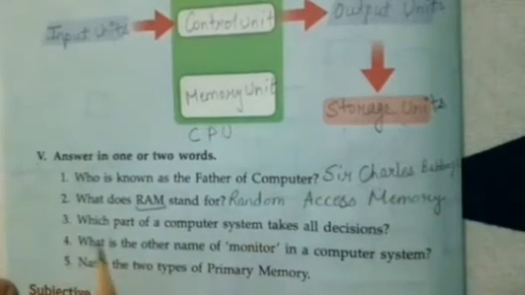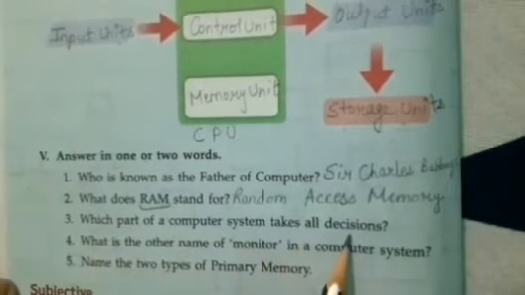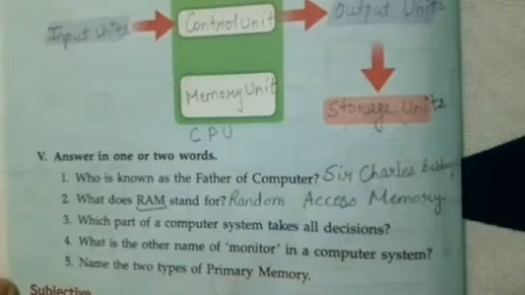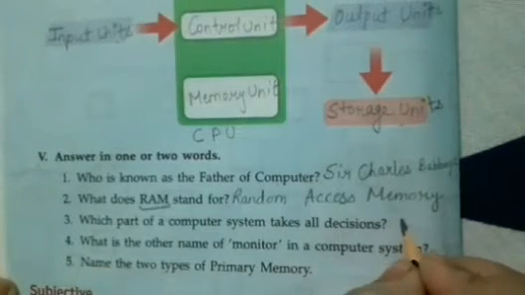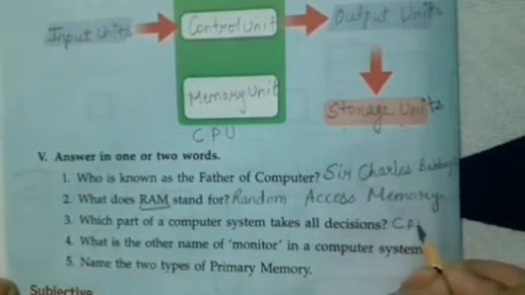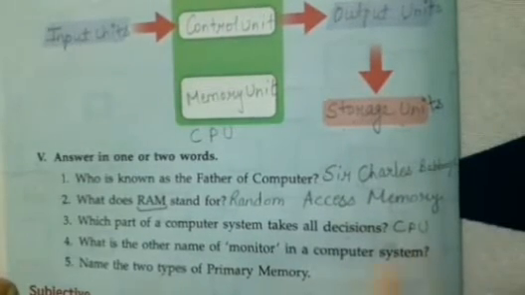Now question number 3. Which part of a computer system takes all decisions? It is a very easy answer. As a human brain takes all the decisions in the human body, the same way a CPU takes all the decisions in a computer system. So write down CPU here.